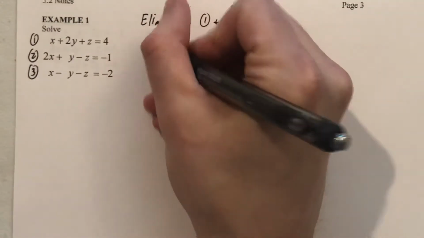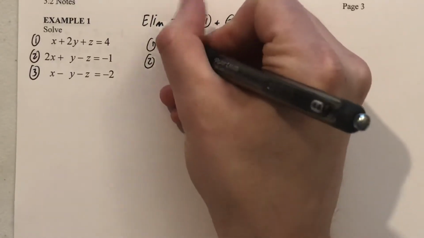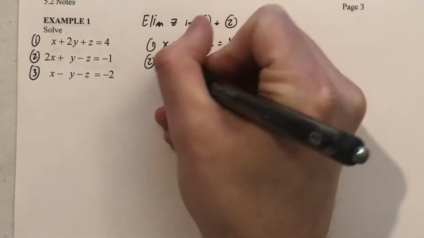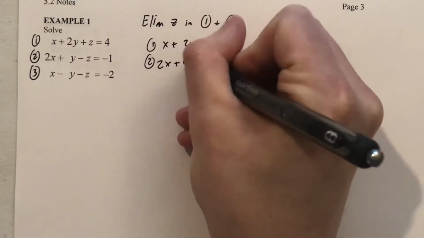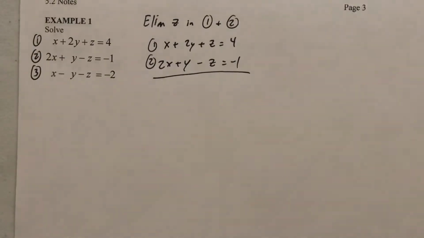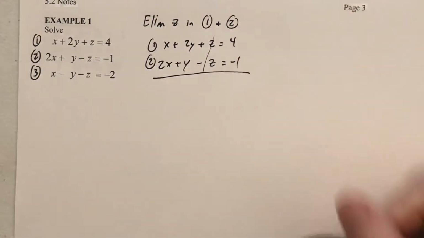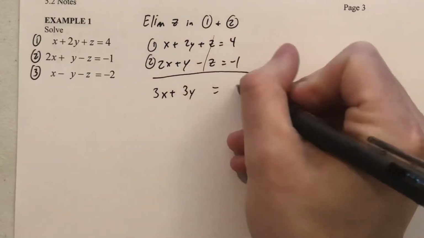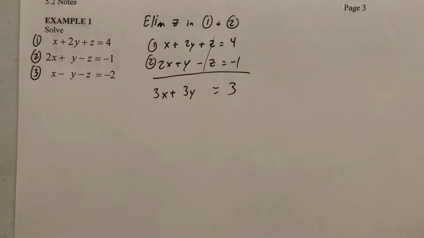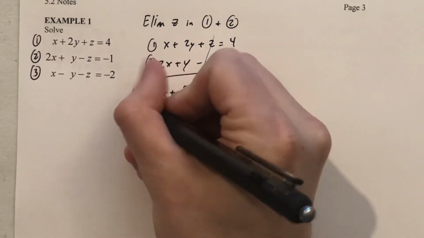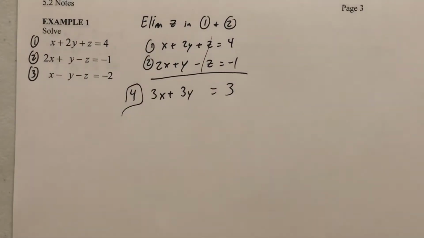I'm just going to rewrite 1 and 2. So x plus 2y plus z equals 4, and 2x plus y minus z equals negative 1. Go straight to that elimination step where the z's will eliminate, and I have 3x plus 3y equals 3. A new equation in terms of only x and y. So I'm going to call that equation 4 in a square.